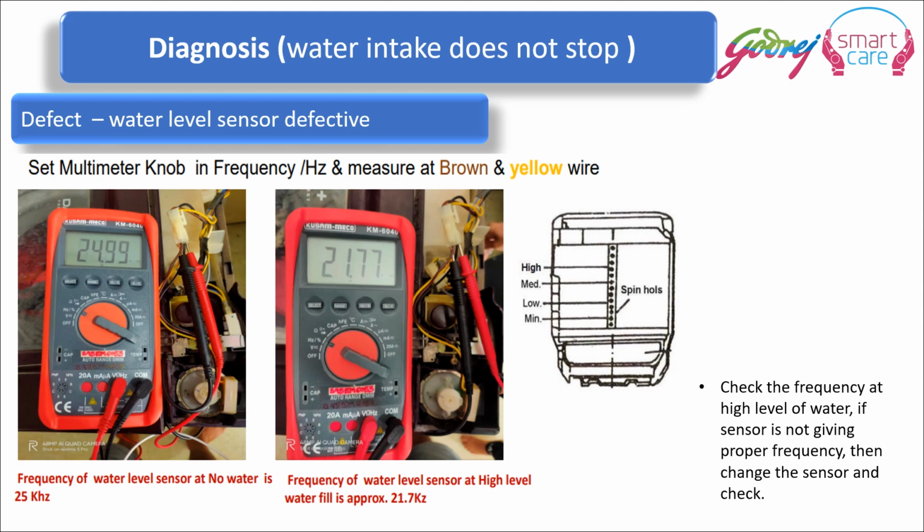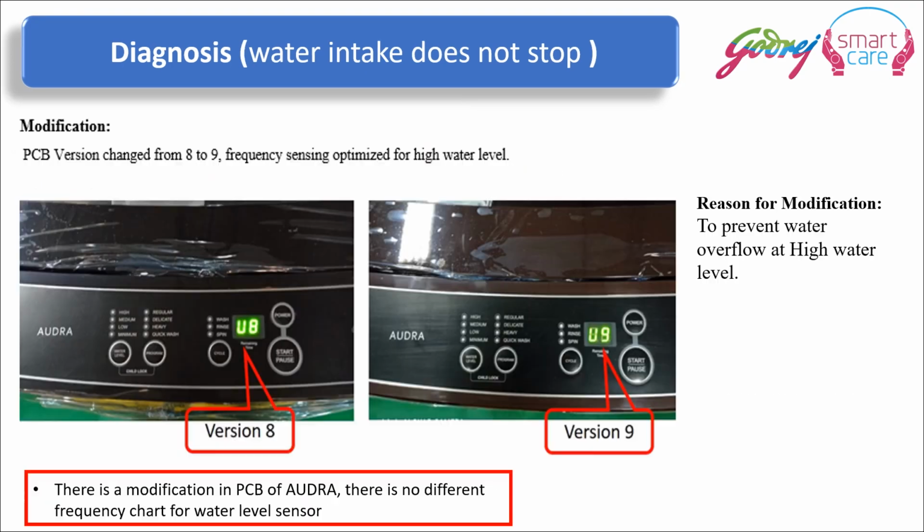The frequency of the water level sensor at no water is 25 kilohertz. The frequency of the water level sensor at a high level of water fill is approximately 21.7 kilohertz. Check the frequency at a high level of water. If the sensor is not giving proper frequency, then we have to change the sensor and check again.